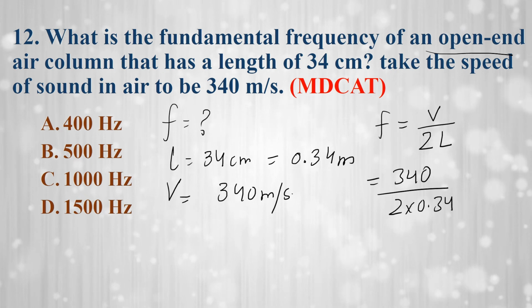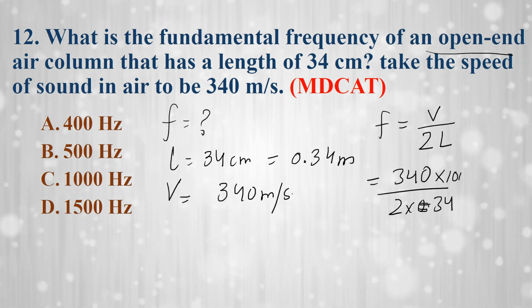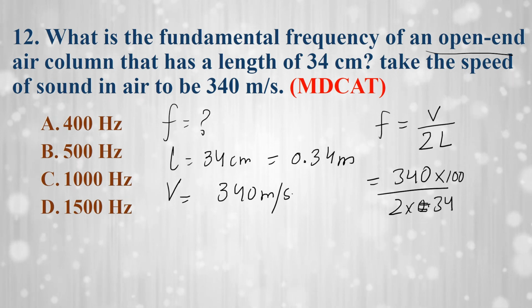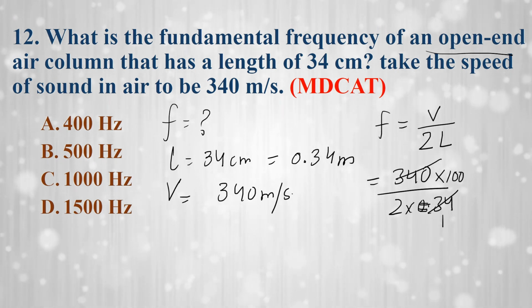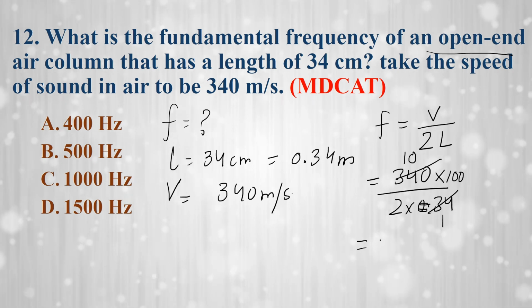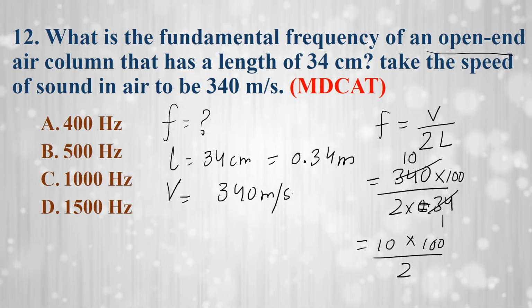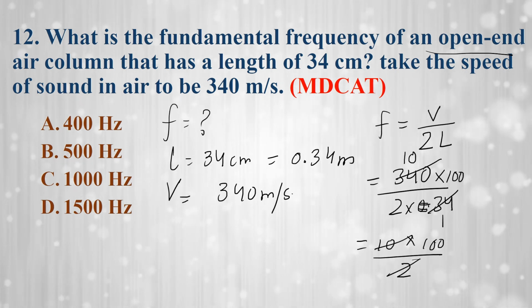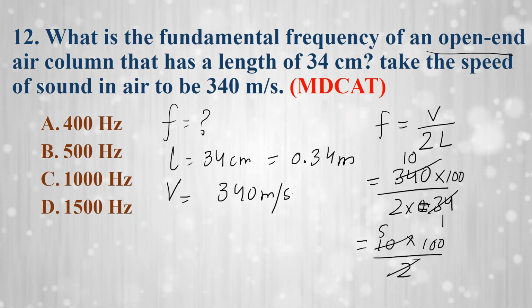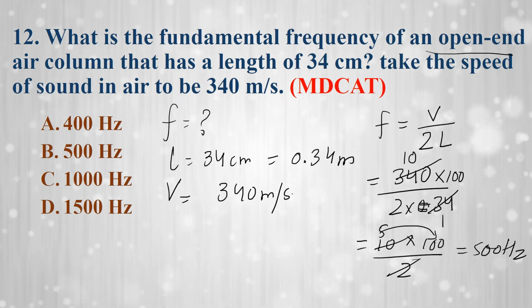If I remove this decimal from here, we are going to have 100 over here. Okay, so 34 ones are 34, 34 ones are 34 and 0. And I will rewrite it again to minimize the confusion. So when you solve 2 into 10, it will be 5, and 5 into 100 will become 500 Hertz. So the frequency is 500 Hertz.